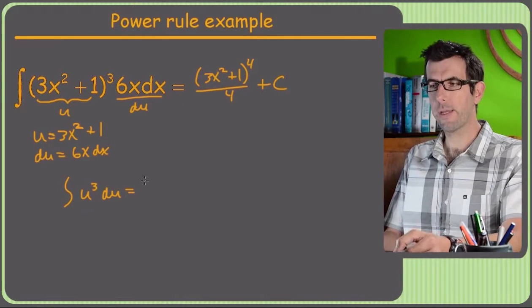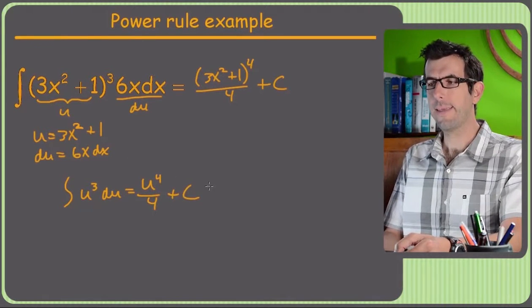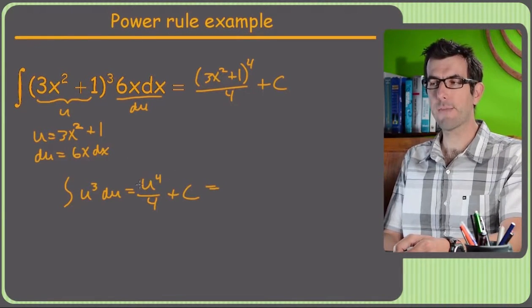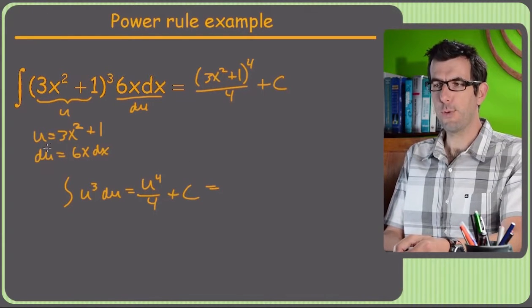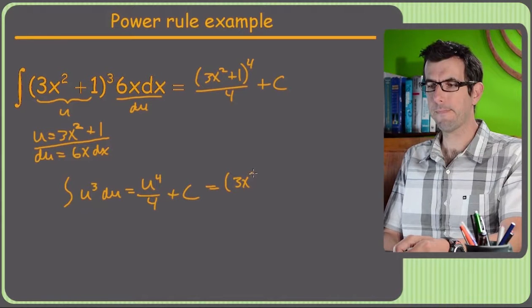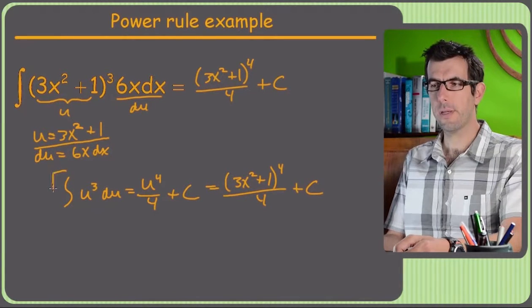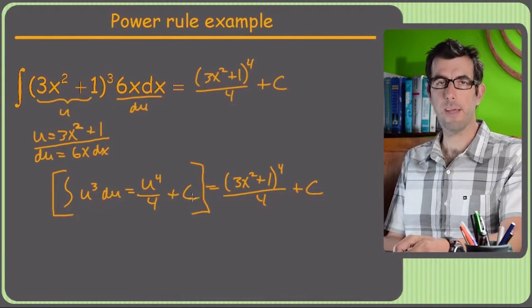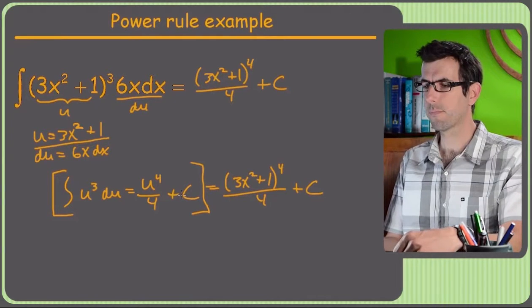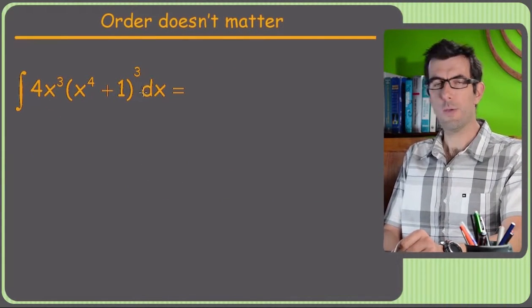Then they would integrate it and get u to the fourth over 4, so just basically treat it as a variable to the third power. And at this point, they would substitute back in for u, because remember that u equals 3x squared plus 1, so we can stick that back in. You can see all they did was add this extra step in the middle of it, but there you go. That's what your teacher will probably make you do. All right, so order doesn't matter.